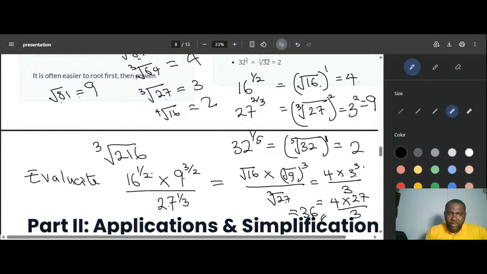Okay, so here goes. Square root of 16 is 4. Over 2 here means square root of 9. Square root of 9 is 3. 3 raised to power 3 is what we have here, which is 27. Then here, cube root of 27 is 3. So 4 times 27 divided by 3 will give you 36.